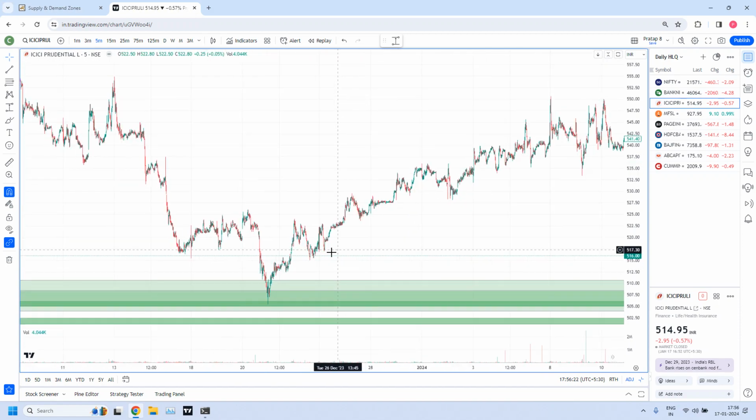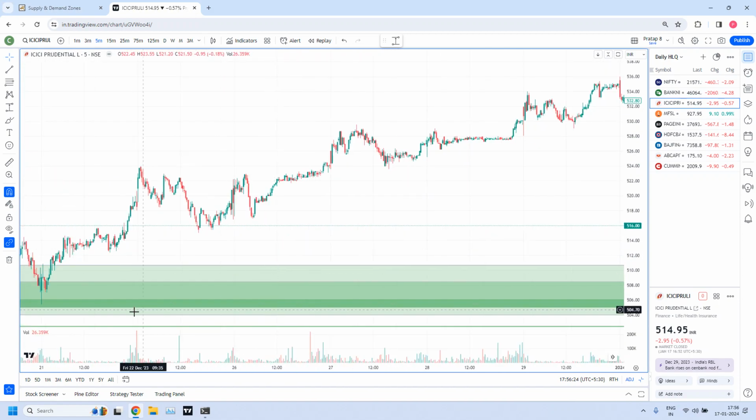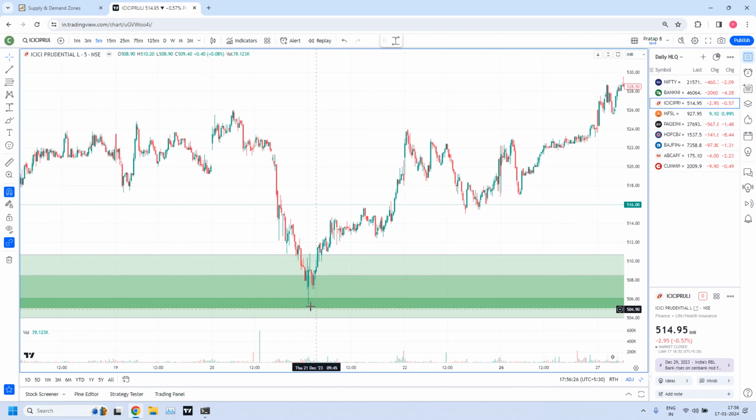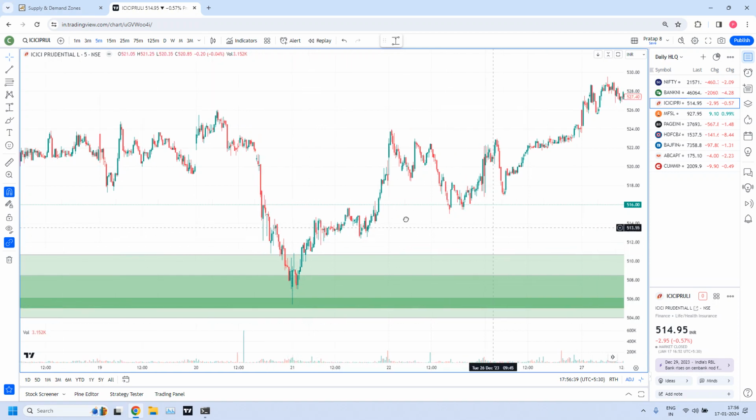See here, this is the third test. The same 5-minute zone. That means we have a 5-minute high liquidity zone inside the daily high liquidity zone. And this 5 minutes is inside the 15 minutes, and the 15 minutes is inside the 75 minutes. That's why this is a powerful zone.